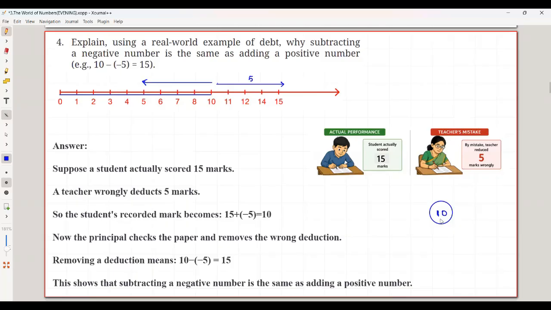They are asking how to get 10 minus of minus 5 is 15. For example, you are writing the exam. In your paper you are given only 10 marks. That is a mistake done by the teacher, who wrongly deducted 5 marks. It is found by the principal, who removes the wrong deduction. For the teacher's mistake, he reduced 5 marks, that is minus 5. Again, the principal is removing the mistake, that is removing means minus 5. So minus of minus. Actually his mark is 15. He has to score 15 marks.